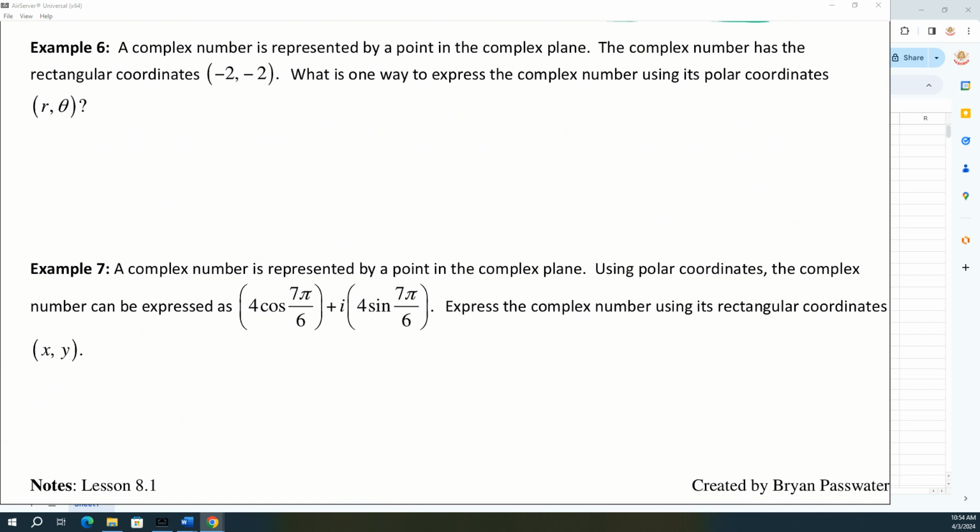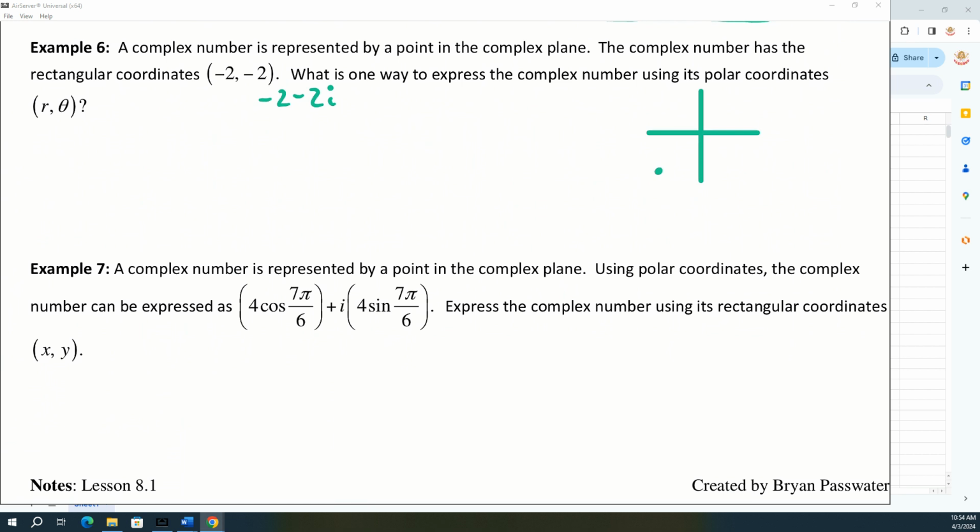All right, so a complex number is represented by a point in the complex plane. The complex number has rectangular coordinates (-2, -2). So just like yesterday, I would start off by just doing a little graph of the point. That's going to come in handy later. So if it was the complex number, it would be -2 minus 2i. But it plots exactly to the same place as the point (-2, -2).